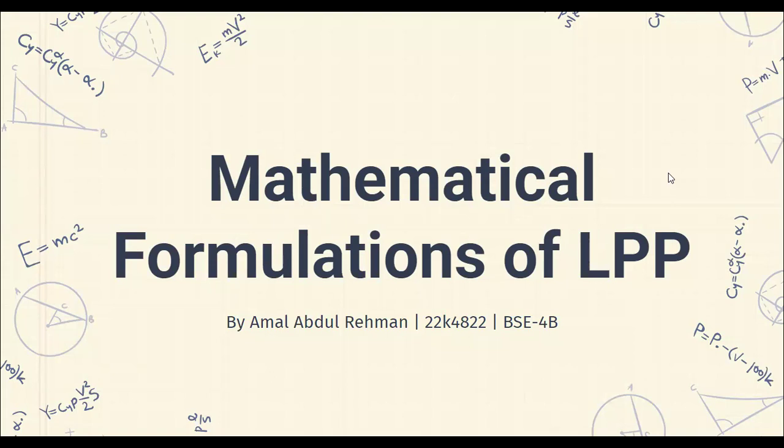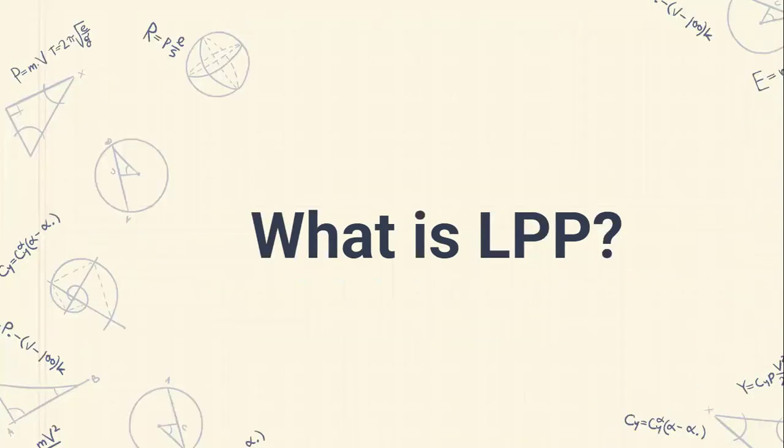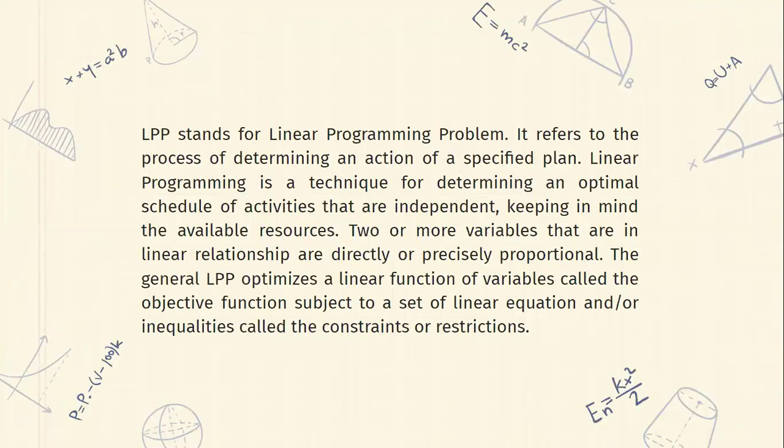Now, starting off with the presentation, first of all, we should know what LPP actually is. LPP is basically a process of finding an action for a specified plan. A plan would be specified to you, and you have to find an action for it. LPP stands for Linear Programming Problem.